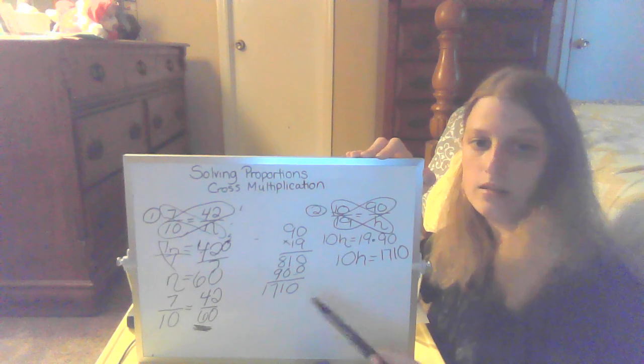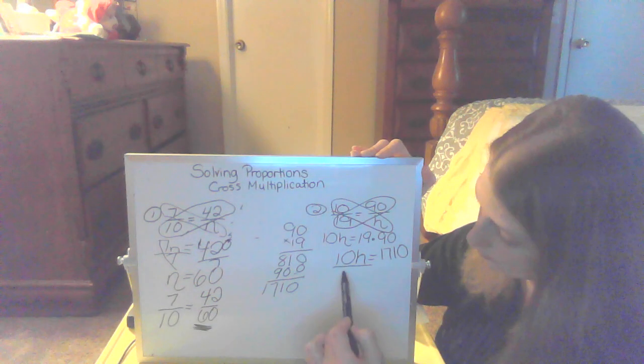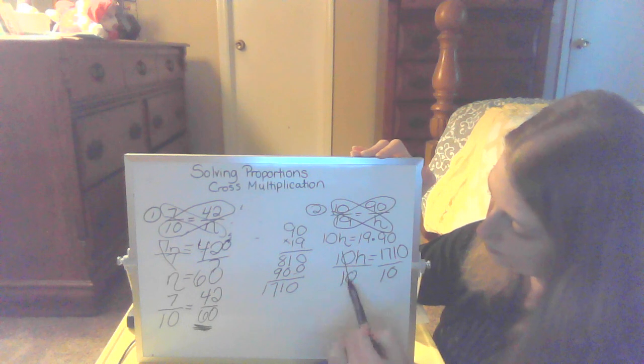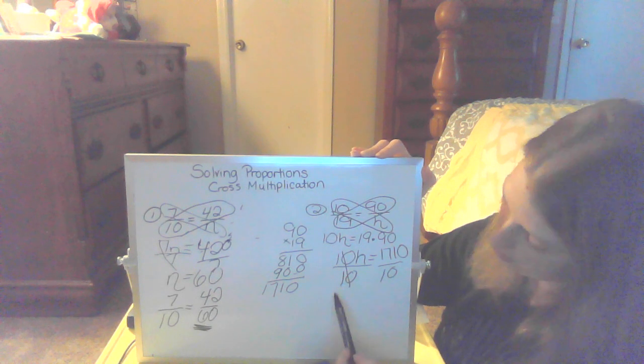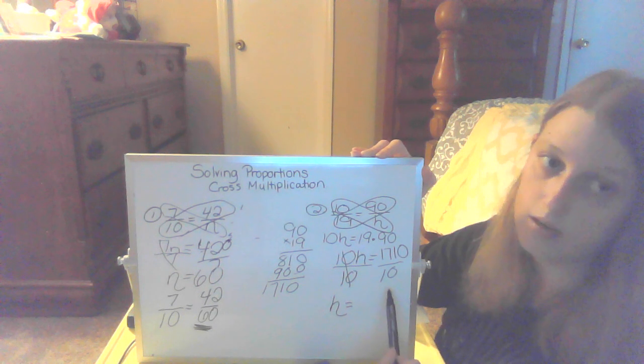So our next step is to isolate the h. So we're going to once again divide both sides by 10 so we can isolate that h. So those are going to cancel. And we're going to have h equals 1710 divided by 10.